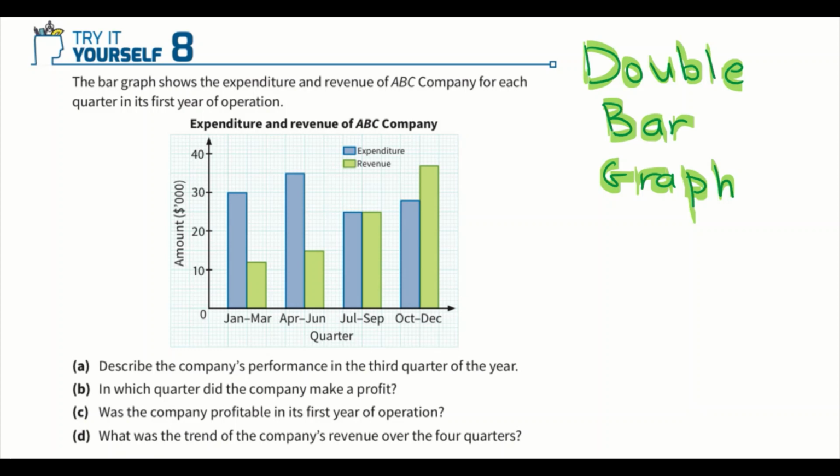This is another type of bar graph known as a double bar graph. For double bar graphs, they show 2 sets of data. In this case, it is your expenditure in blue and your revenue in green.